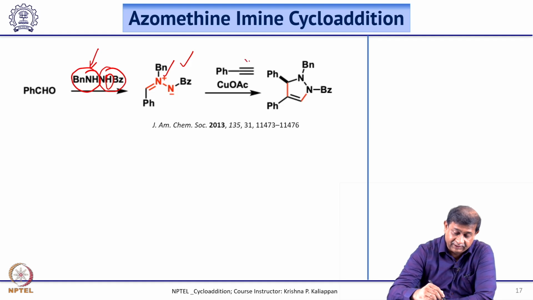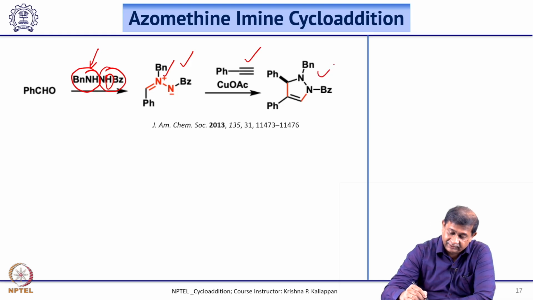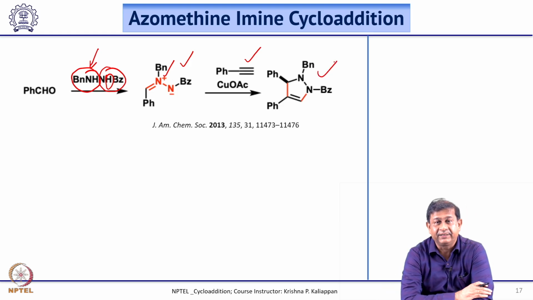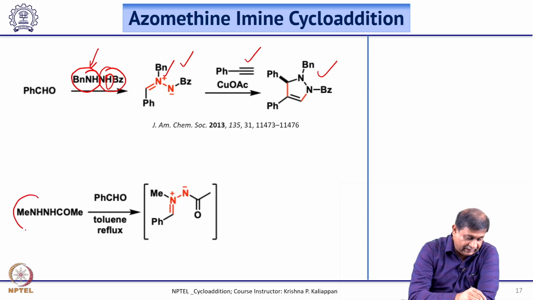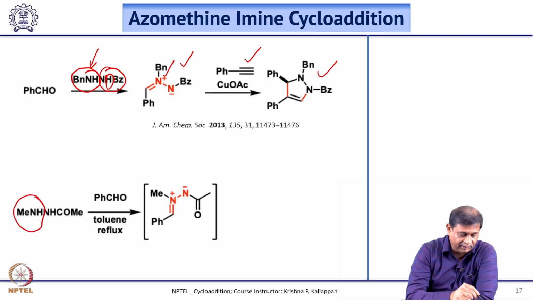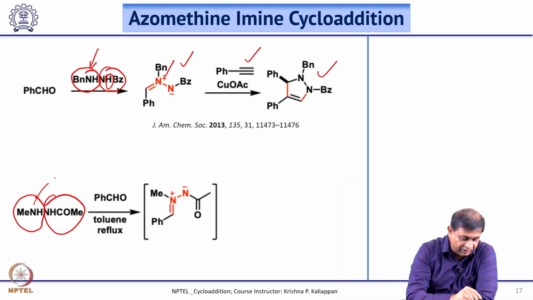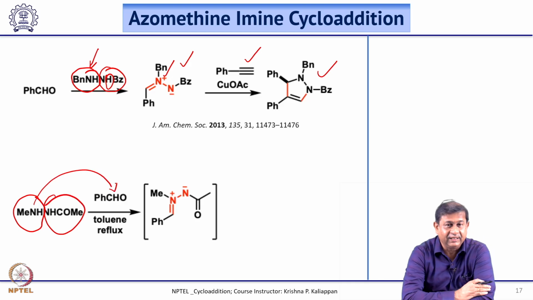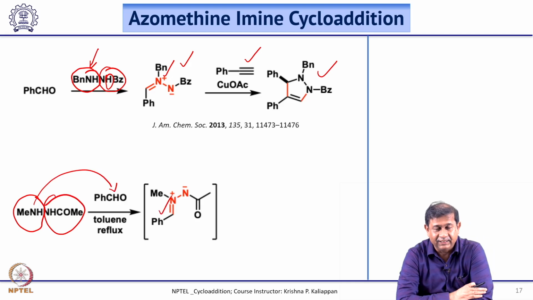For example, if it undergoes 1,3-dipolar cycloaddition with phenylacetylene in the presence of copper salt, one can easily get this 5-membered ring. Likewise, in this example you see, this is NHMe, which is more nucleophilic, and this is NHCOMe, which is less nucleophilic. So obviously the iminium ion will form with NHMe, so that's why you get this azomethine imine.